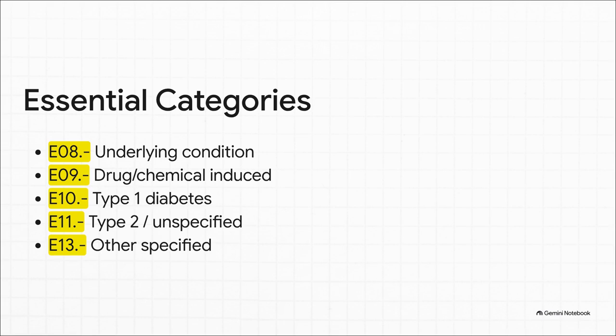Then there's E11, which is assigned for type 2, or, and this is a big one we're going to revisit later, when the type is unspecified. And finally, E13 covers other specified types of diabetes. Choosing the right category right out of the gate is absolutely non-negotiable for coding compliance.